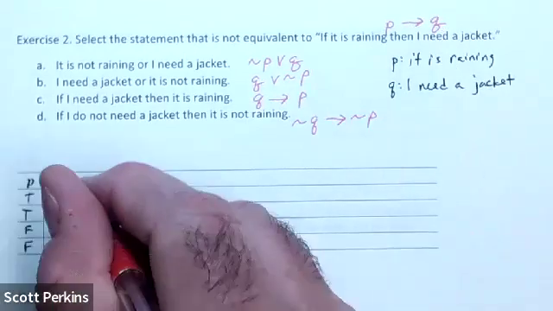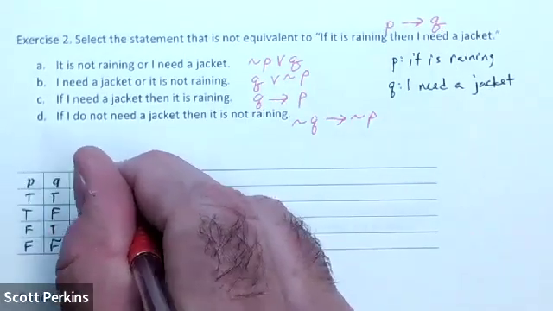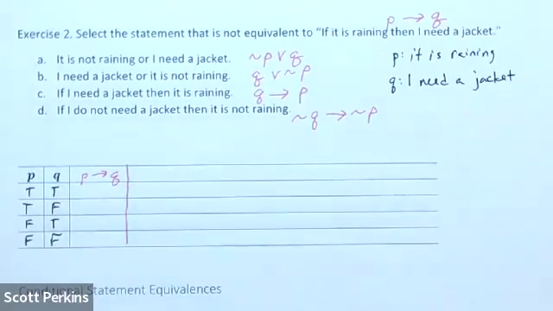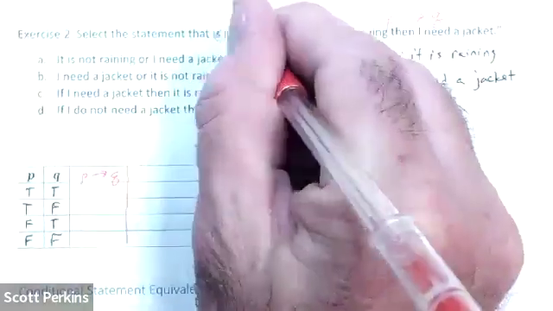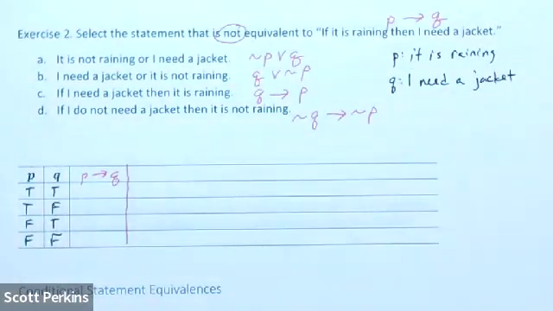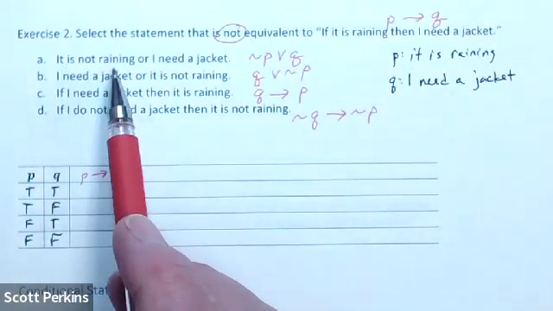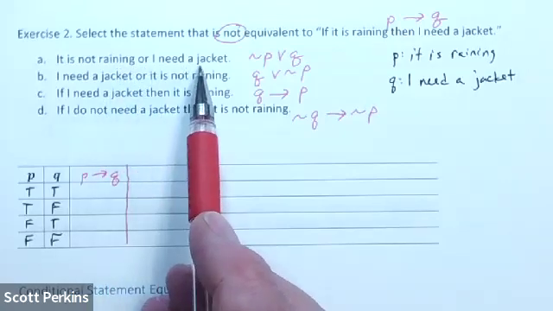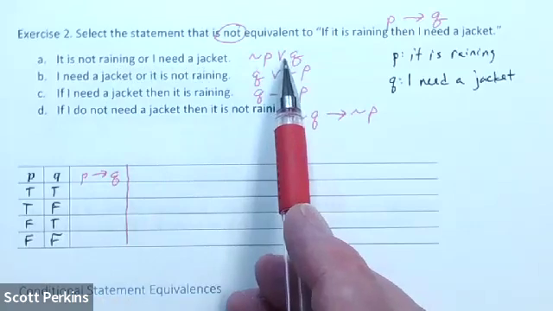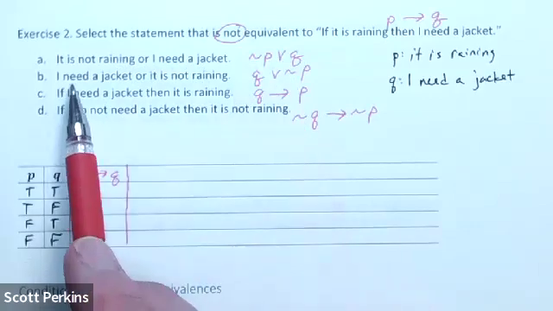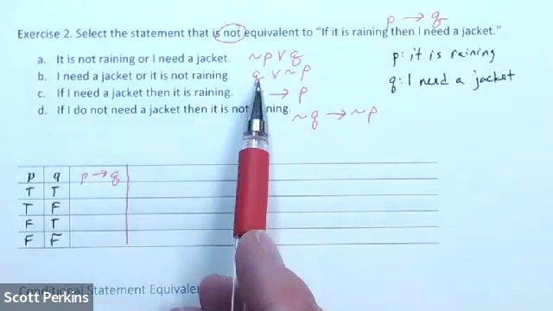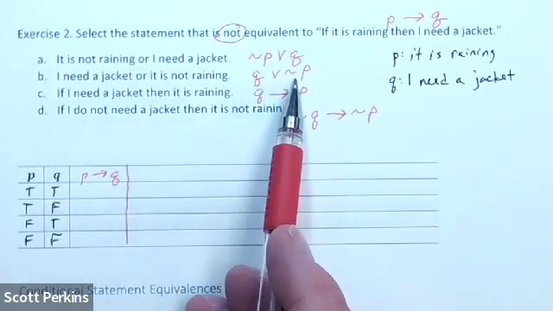So that will be our first column, P arrow Q, down here when we get ready to do our truth tables to see which one is not equivalent to the original statement. Statement A, it is not raining, so that is squiggly P, or I need a jacket, that's statement Q, so you can see that written right here. I need a jacket, Q, or it is not raining, Q or squiggly P. That's the same thing as A.